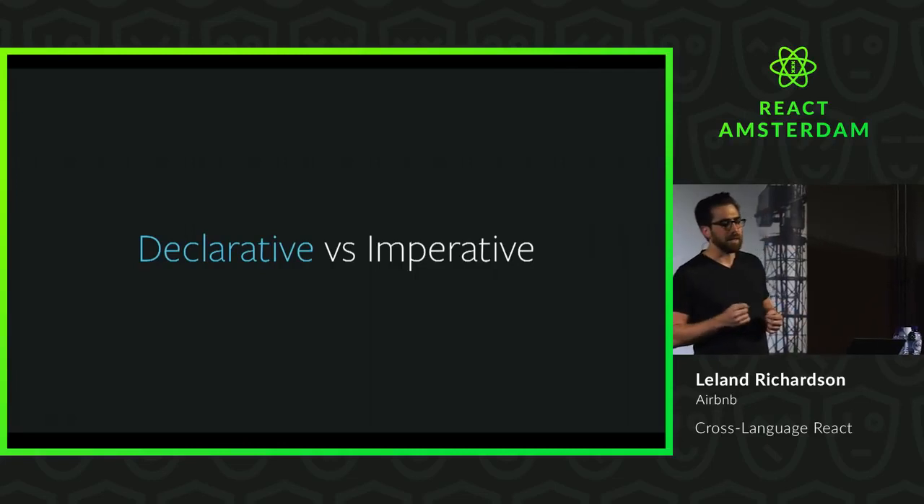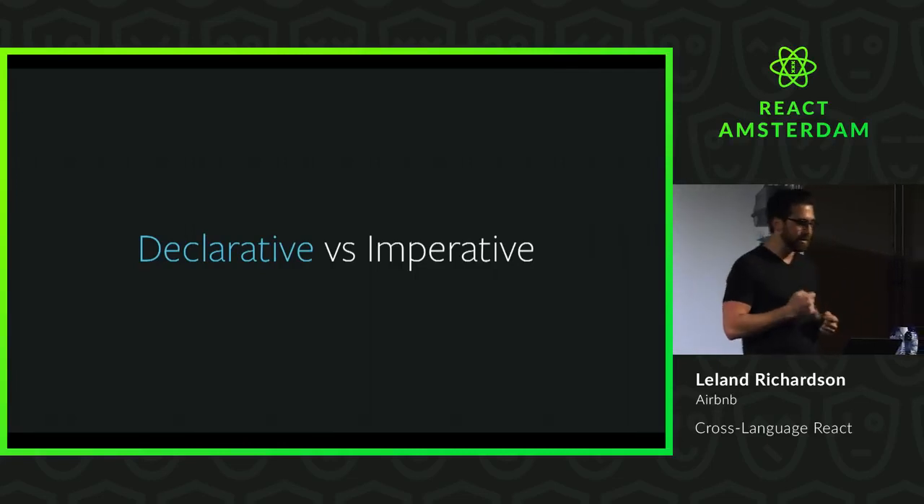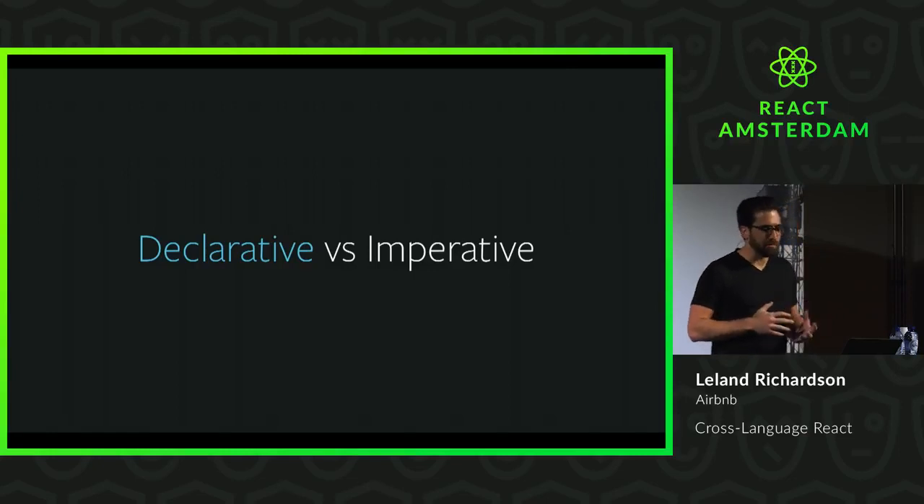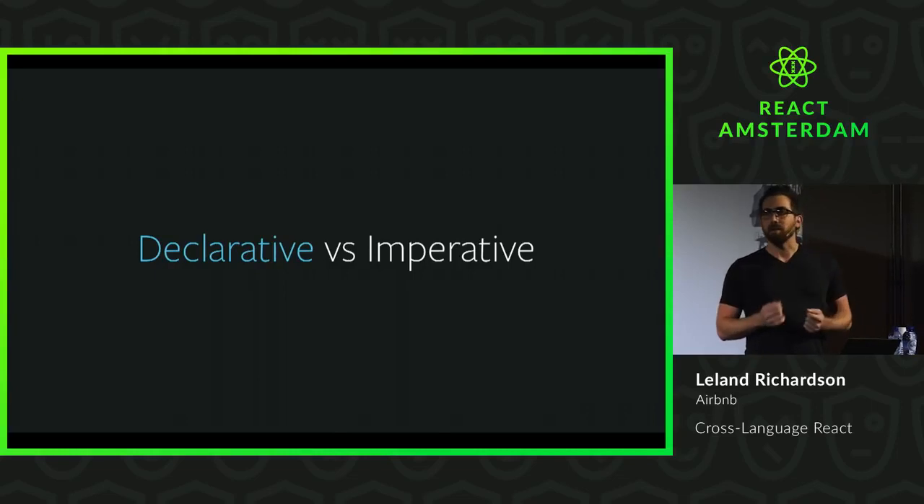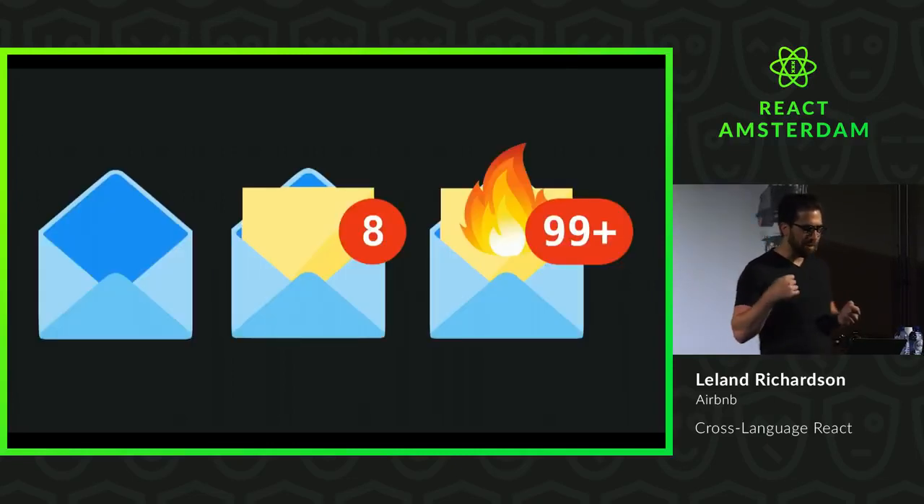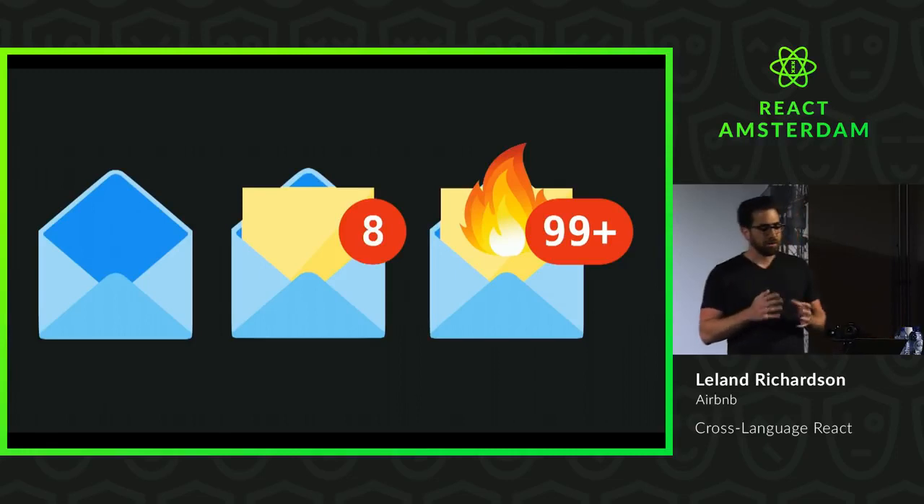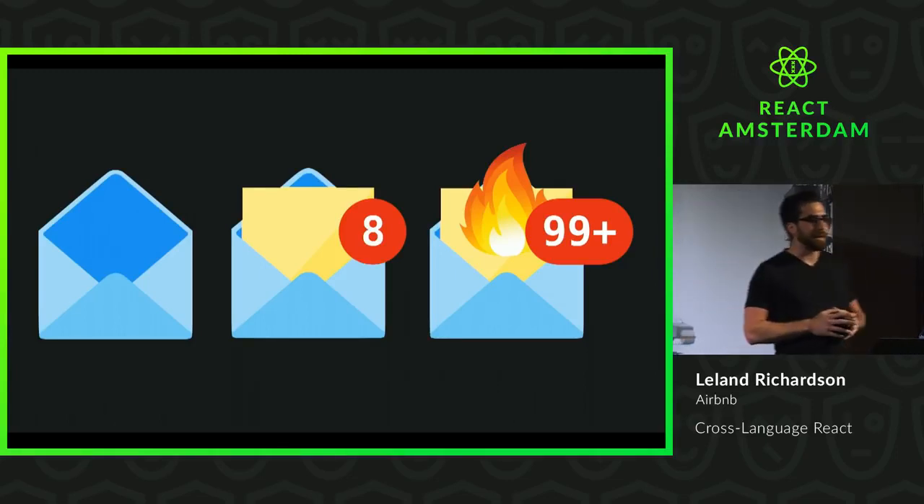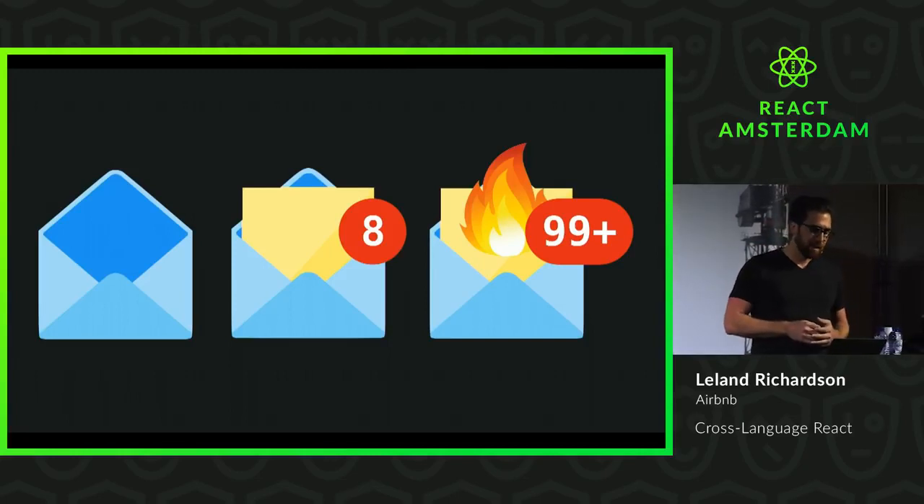So the first point I want to talk about is how React is declarative. iOS and Android's view frameworks are pretty imperative APIs. And people throw this word around a lot, declarative versus imperative. So I want to try and explain exactly what I mean by that by way of an example. Let's consider a small UI where we have an icon that we're rendering in a mail or a chat application.